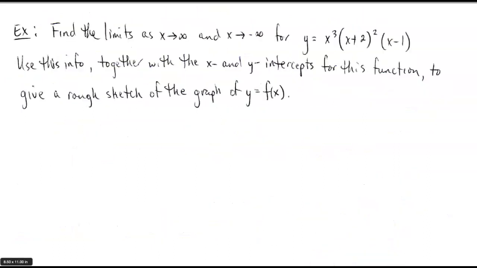All right, so for our next example here, we're asked to find the limits as x approaches positive and negative infinity for the function x cubed times x plus 2 squared times x minus 1. And we want to use this information together with the x and y intercepts to give a rough sketch of what the graph of this function should look like.